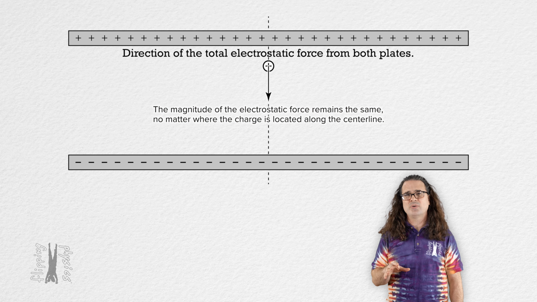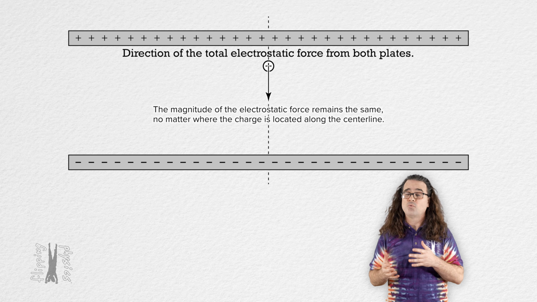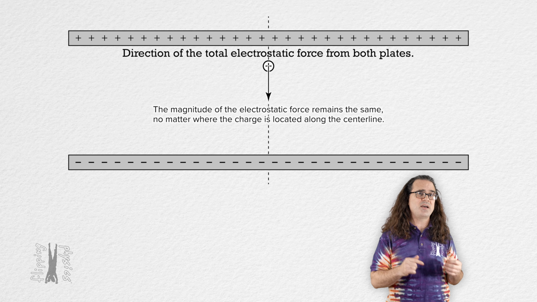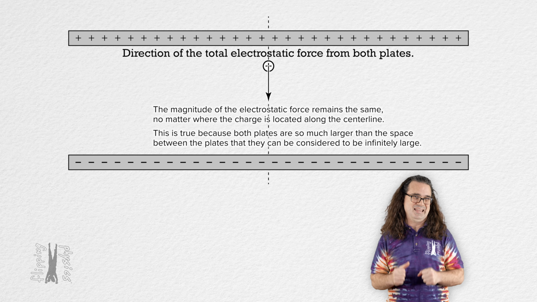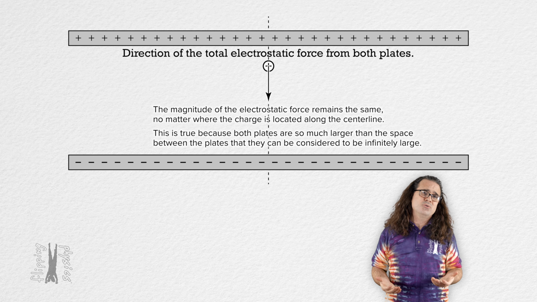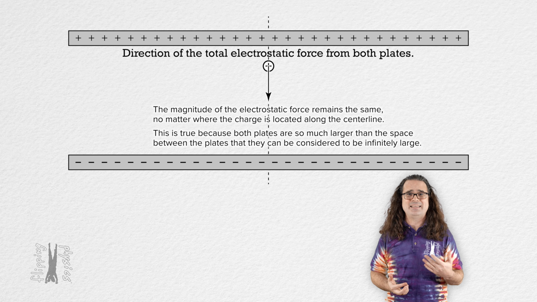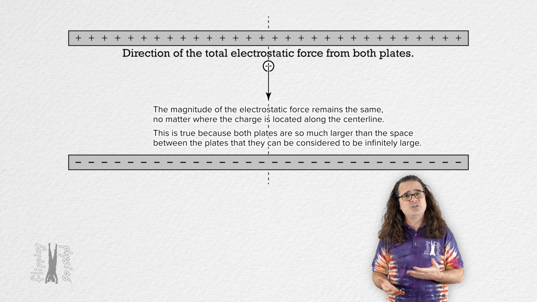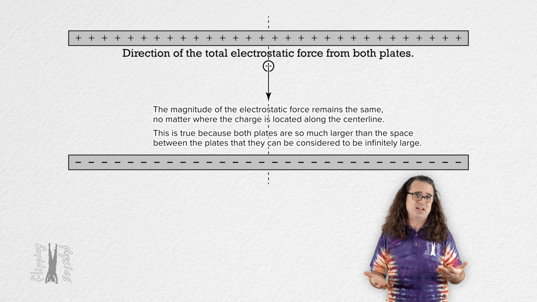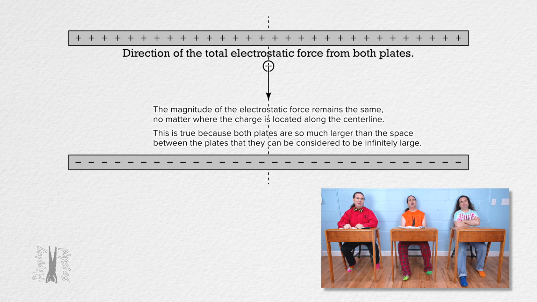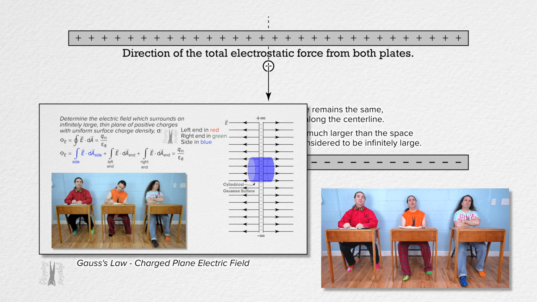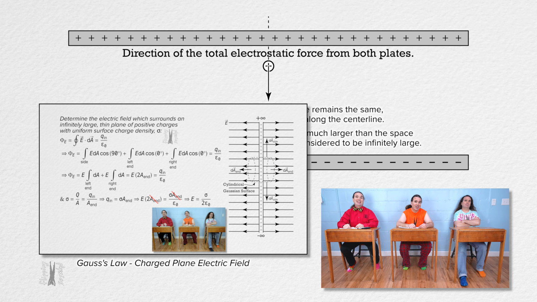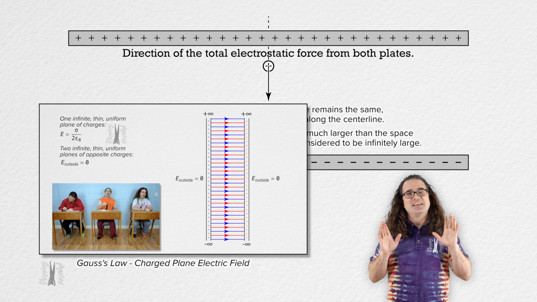It is really important to realize that the only reason the magnitude of the electrostatic force on the test charge remains the same, regardless of how close the test charge is to either plate, is because both parallel plates can be considered to be infinitely large. The truth is that it takes Gauss's law and calculus to be able to prove that, which is beyond the scope of this algebra-based class. That is too bad. But I bet you have a video about that which we can watch if we want to, right, Mr. P? That is correct, Billy. I do.